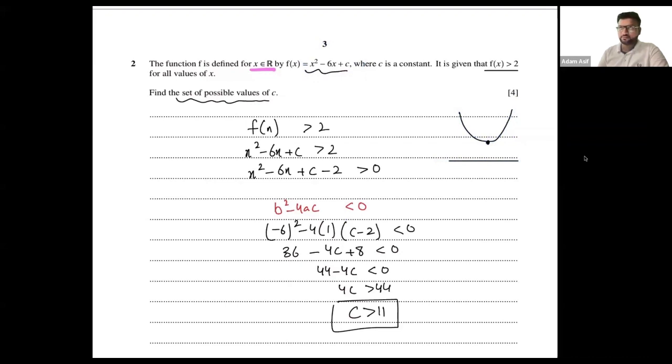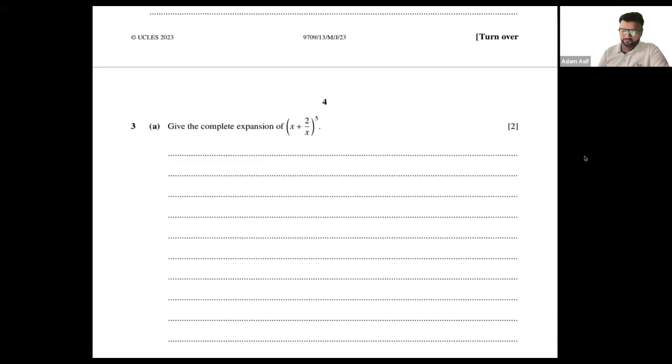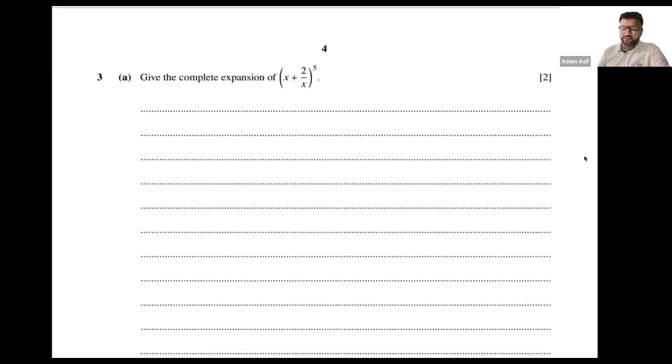Make sense? Is it clear? Give the complete expansion of (x + 2/x) to the power of 5. How many terms are going to be there in the expansion? 6 terms. There are always one more term than the power.